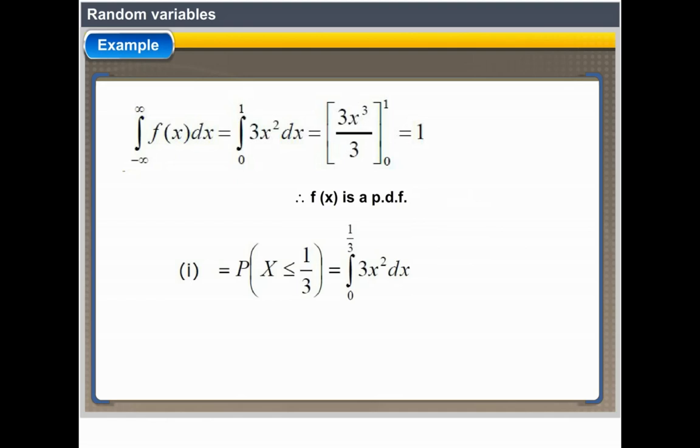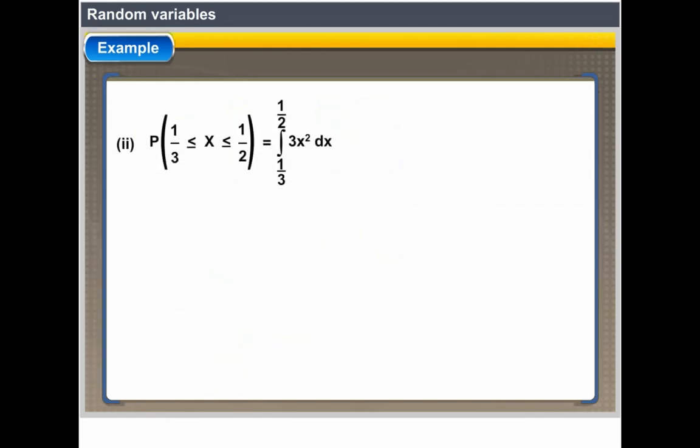Subdivision 1. P of x less than or equal to 1 by 3 equal to integral 0 to 1 by 3 of 3x square dx. After integrating this, we will get 3x cube by 3. After cancelling 3 by 3, we simply get x cube, and then we want to apply the limit 0 to 1 by 3. After applying the limit, we get 1 by 9.